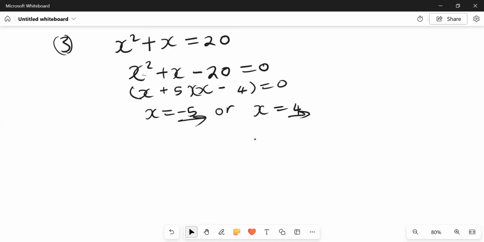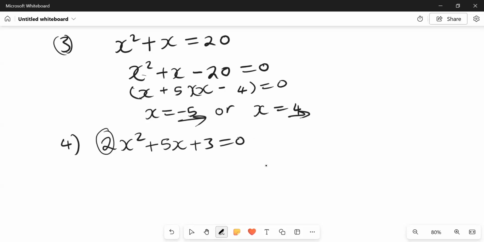Now, example 4. Solving for x, but now we are given 2x squared plus 5x plus 3 equals 0. Again, we have to factorize this, né? So we first look for the factors of 2. That's 2 and 1. And then you look for the factors of 3. That's 3 and 1. Don't forget to create a middle term.